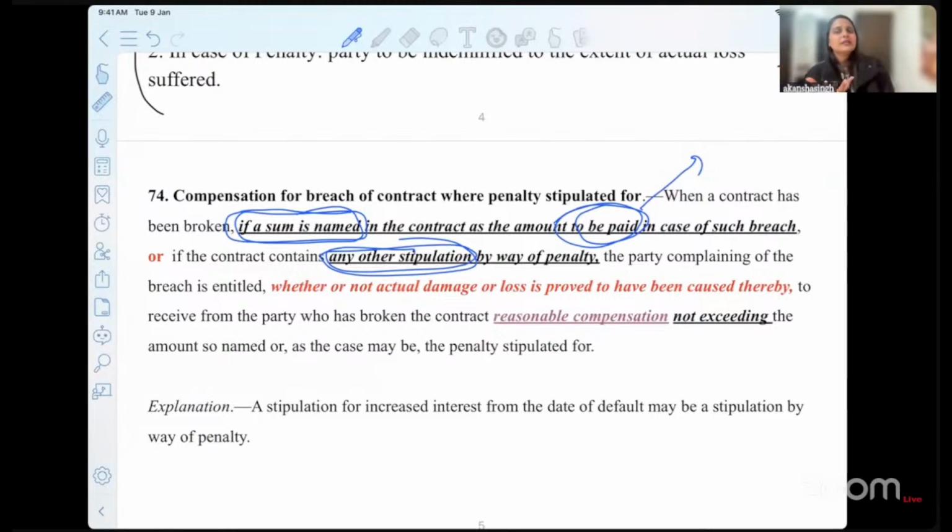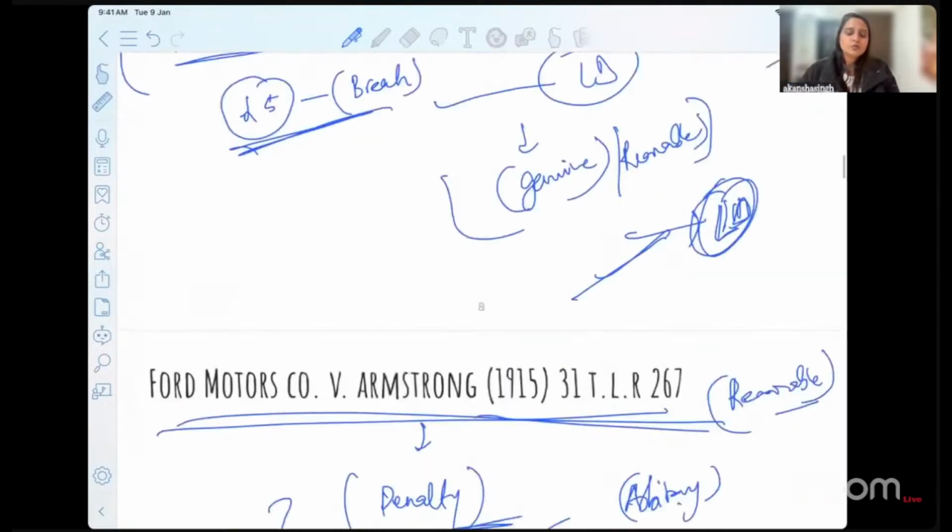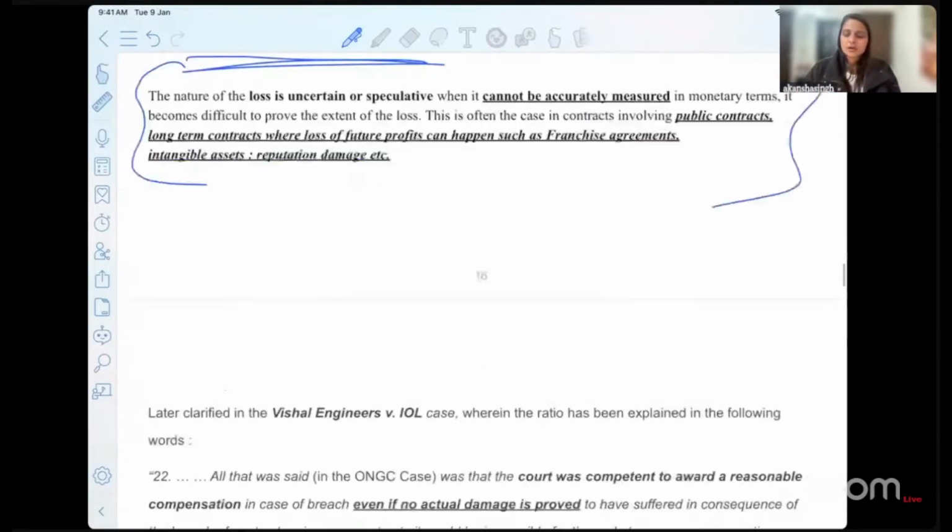So where will that be categorized under section 74? It can be categorized under this part: any other stipulation by way of penalty. You have forfeited my property or you have kept my earnest money. Can it be categorized here? It can be categorized here. So that is how the scope of section 74 comes into picture when we talk about forfeiture of earnest money.